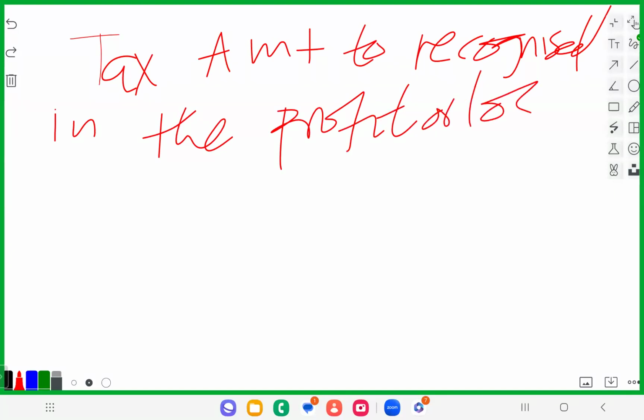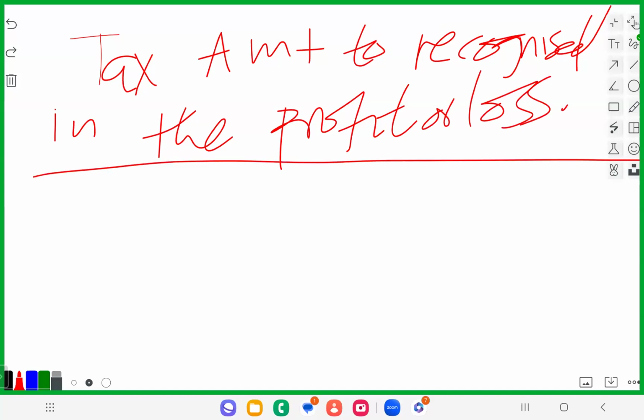What tax amount is to be recognized in the profit or loss? That's the question. What tax amount is that? This is what we should start by understanding. So let's start by looking at what is called tax expense.